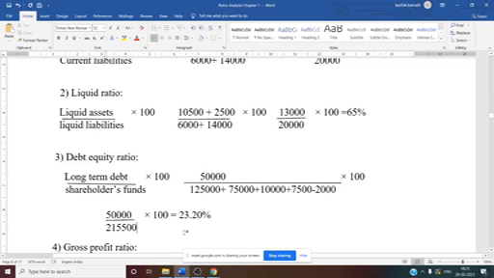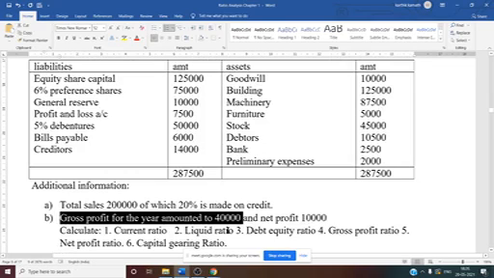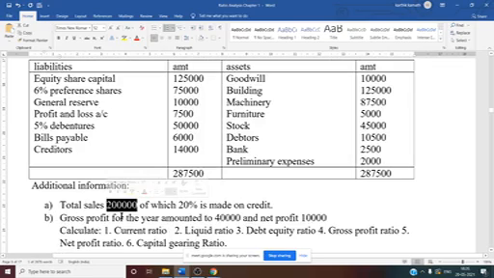Now in the denominator we want net sales. Net sales means sales minus sales return. So we know that total sale itself is the net sale, that is 2 lakh. So we want 40,000 divided by 2 lakh.